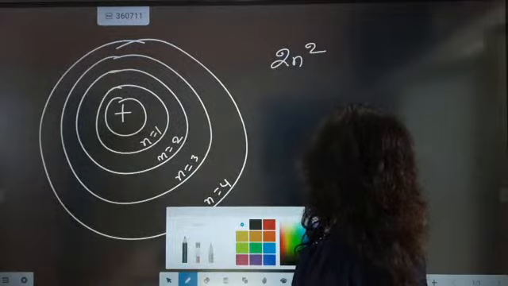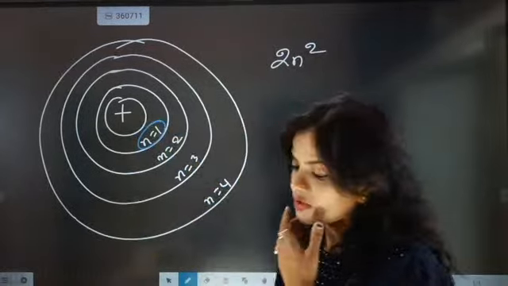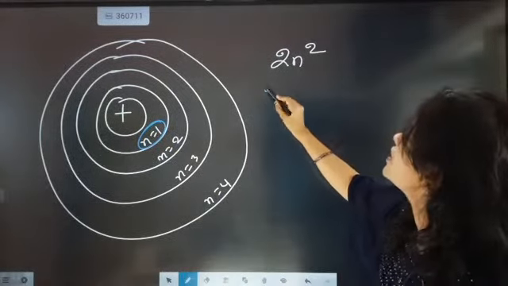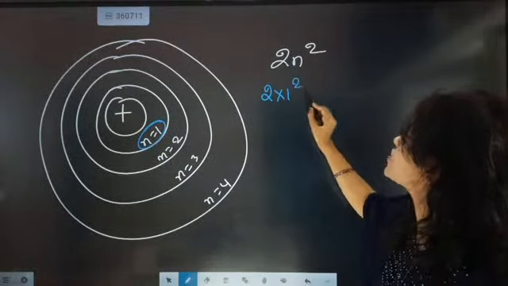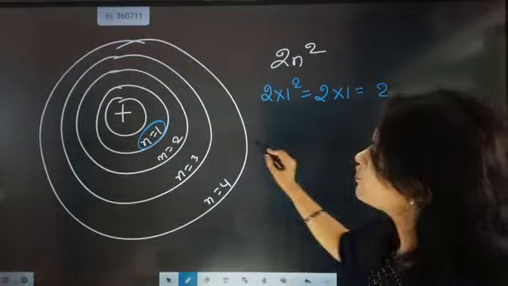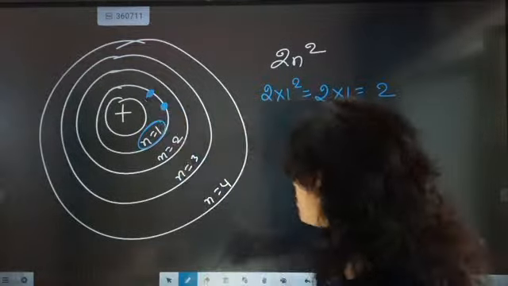Now for the first orbit, n will be equal to 1. So we will write 2 into 1 square, so it will become 2 into 1, that is 2. So the first orbit can have only 2 electrons.